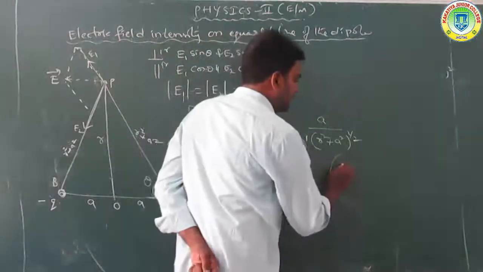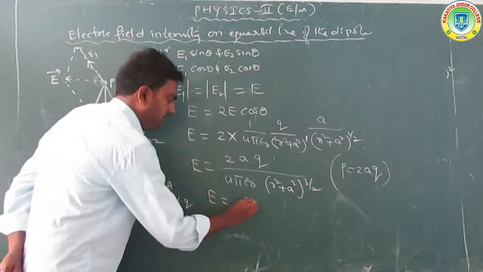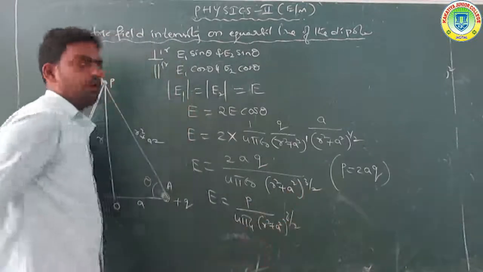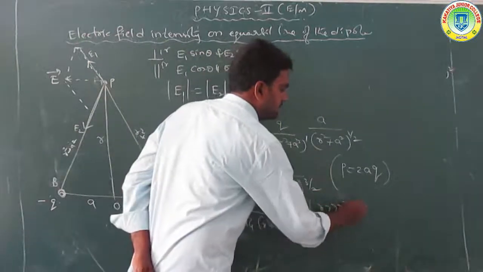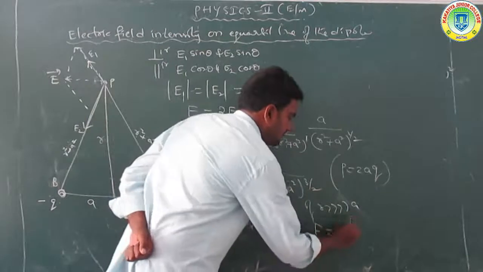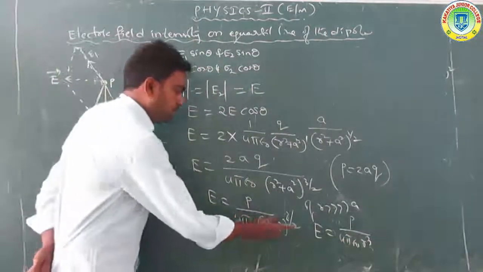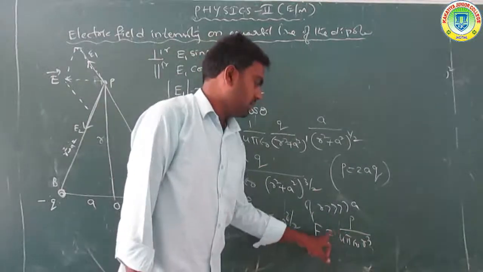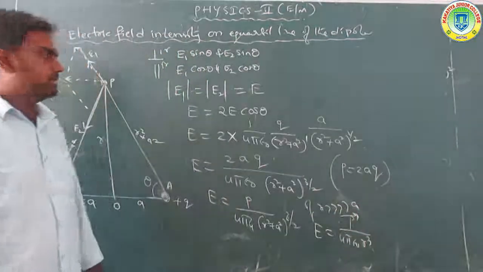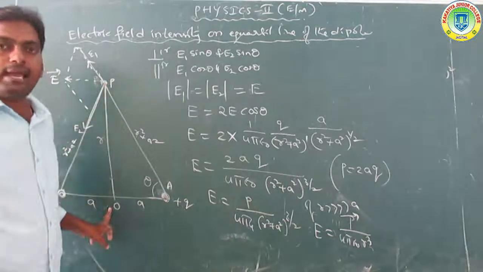We already know that the dipole moment P is equal to 2aQ. Substituting, E is equal to P by 4 pi epsilon into r square plus a square whole to the power of 3 by 2. If r is much greater than a, the electric field intensity E is equal to P by 4 pi epsilon r cube. This is the total electric field intensity on the equator line of the dipole.